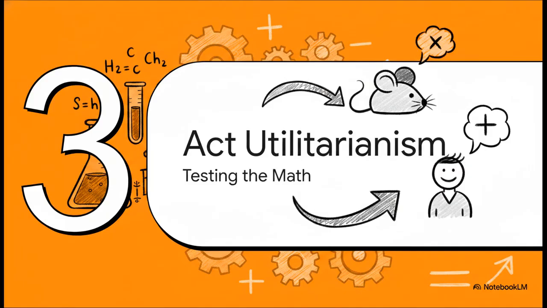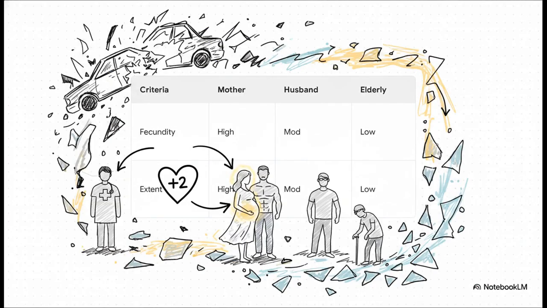All right, section 3. Let's see act utilitarianism in practice by testing this math on some brutal real-world dilemmas. So how does this actually play out? Well, let's take animal experimentation for medical research. Act utilitarianism mathematically justifies it because, in this view, the immediate pain inflicted on the animals is massively outweighed by the future extent of human lives saved.